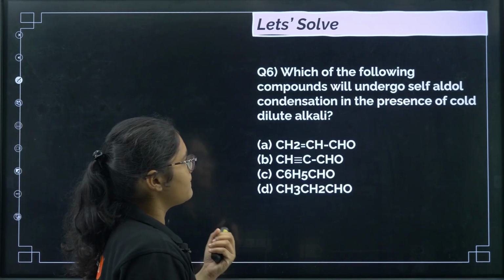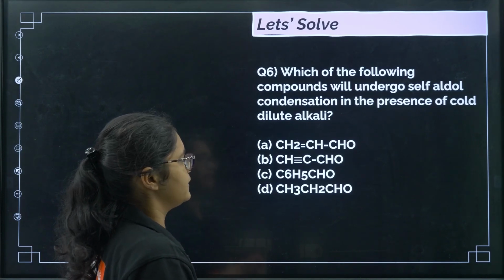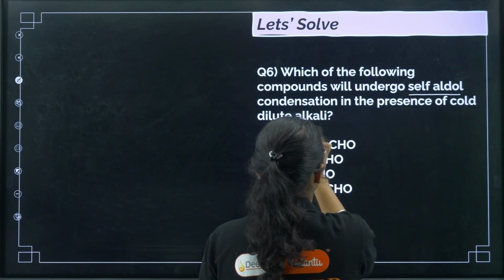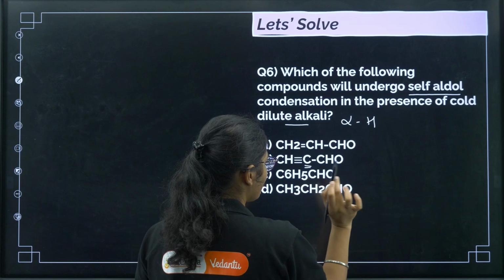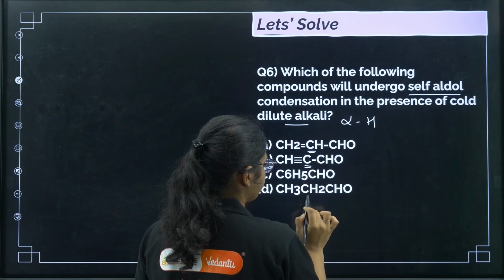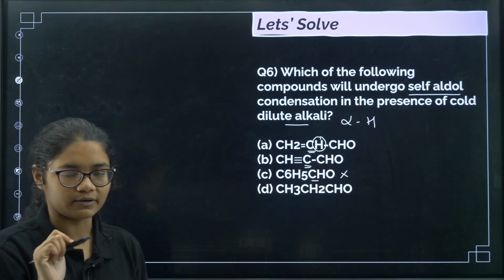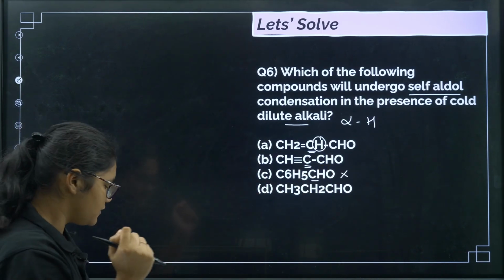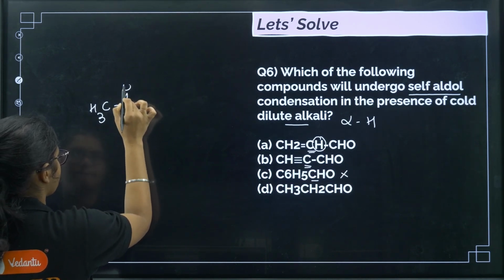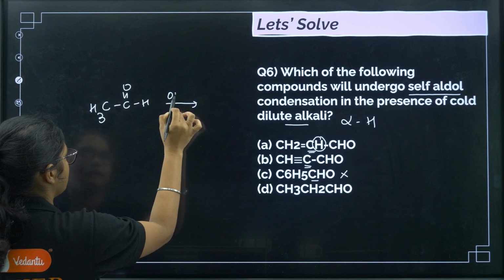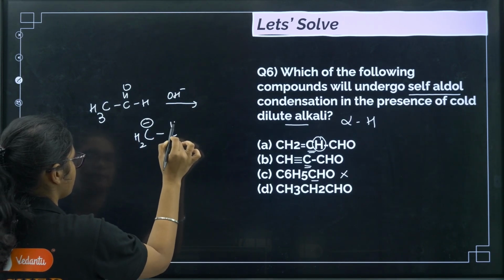Next, which of the following compounds will undergo self-aldol condensation in the presence of cold dilute alkali? For self-aldol condensation, what is required? Alpha hydrogen is required. So if you see here, no alpha hydrogen, here there is alpha hydrogen, here no alpha hydrogen. If you remember the mechanism, suppose I have this one and I treat it with dilute NaOH, it removes the alpha hydrogen to give me this structure.